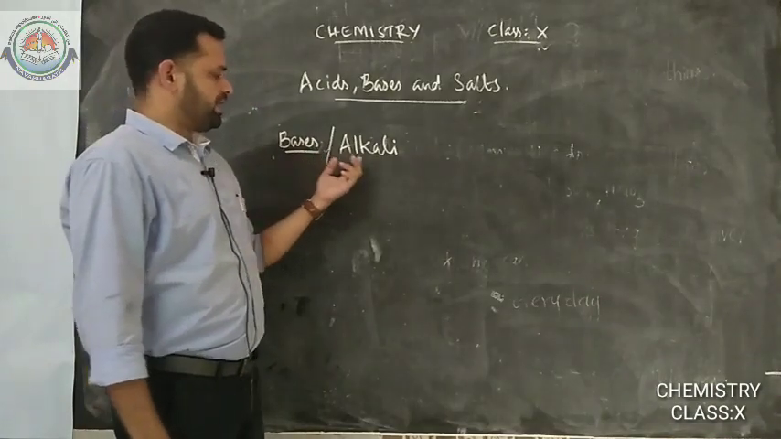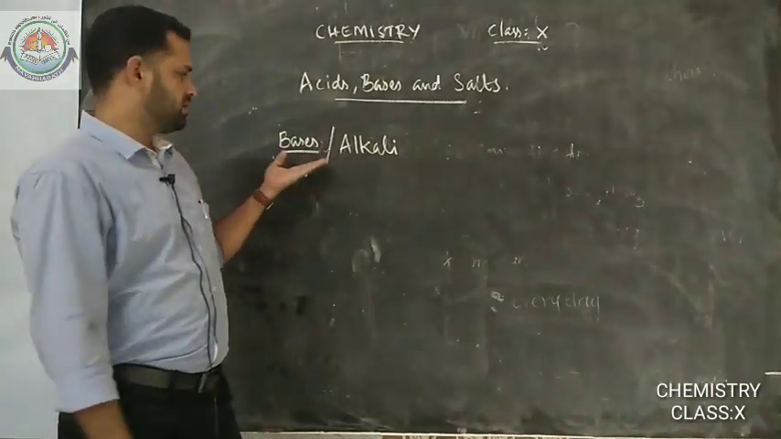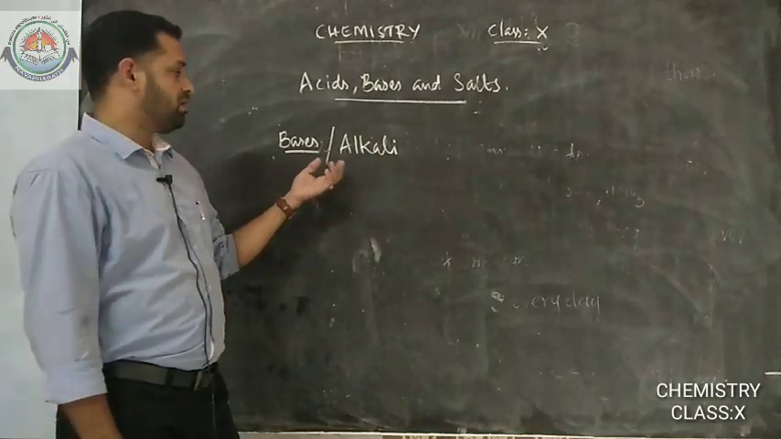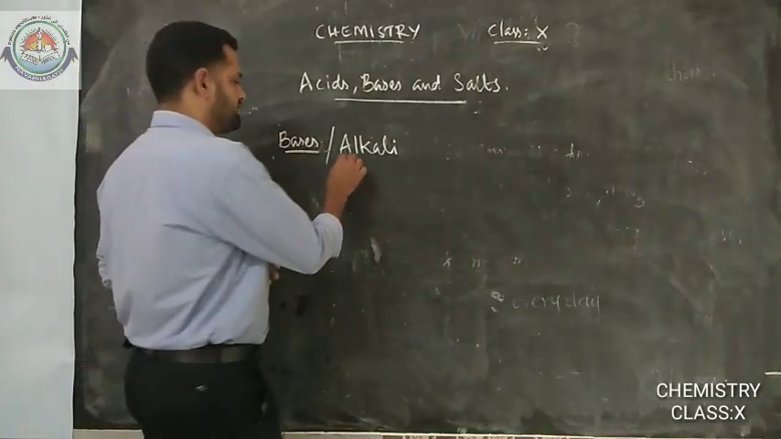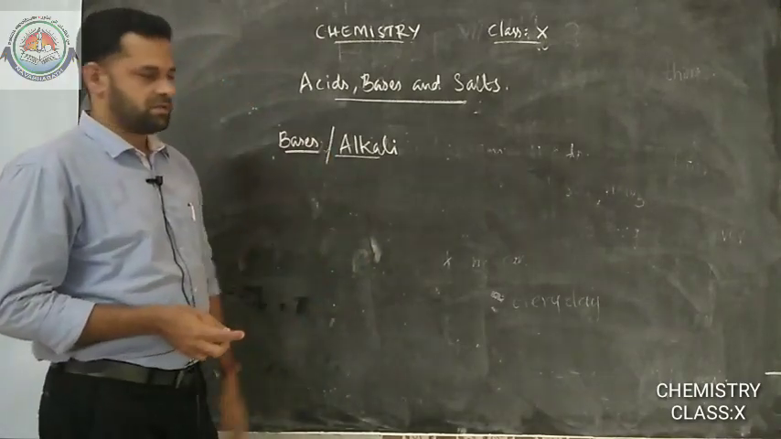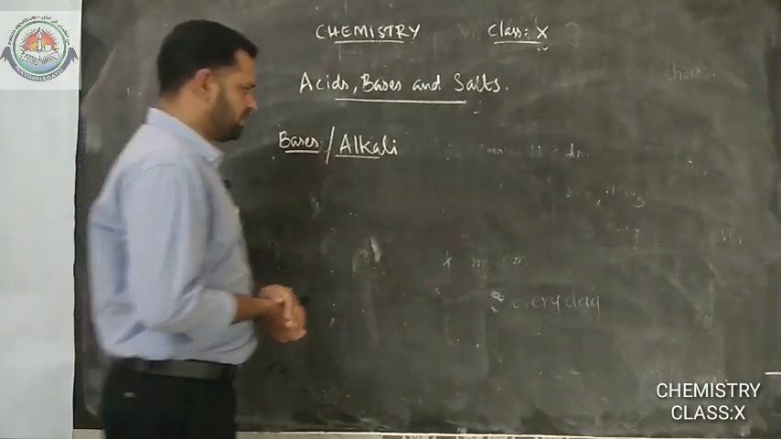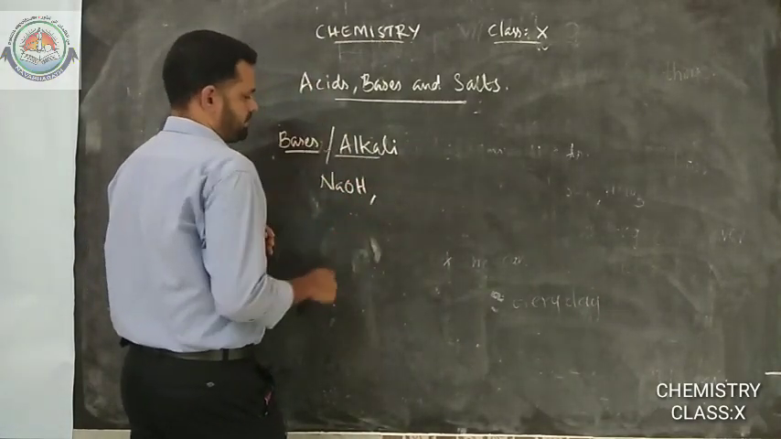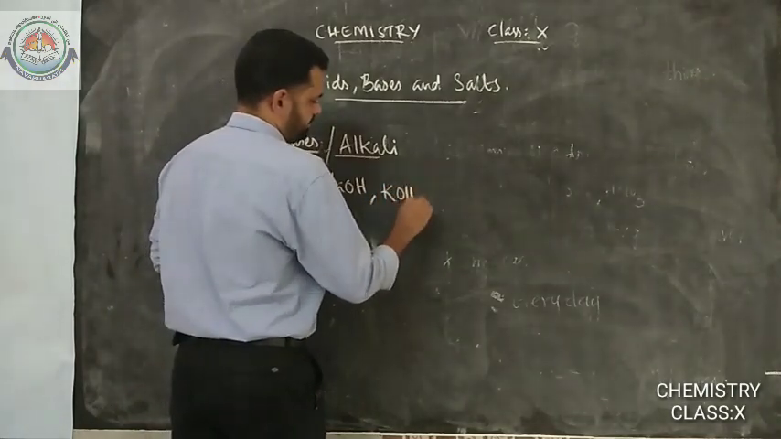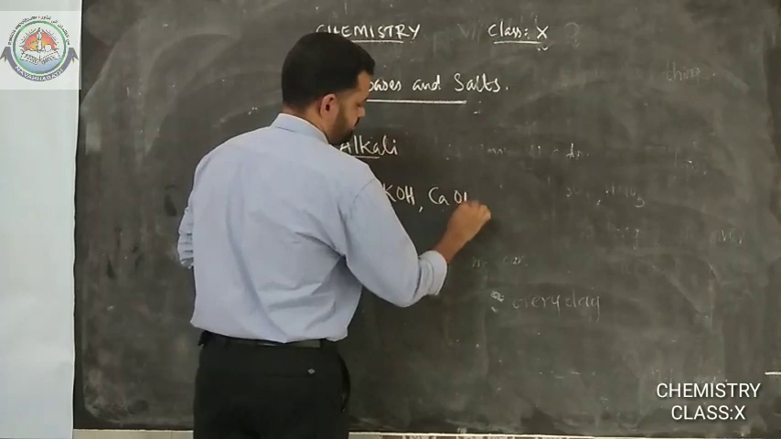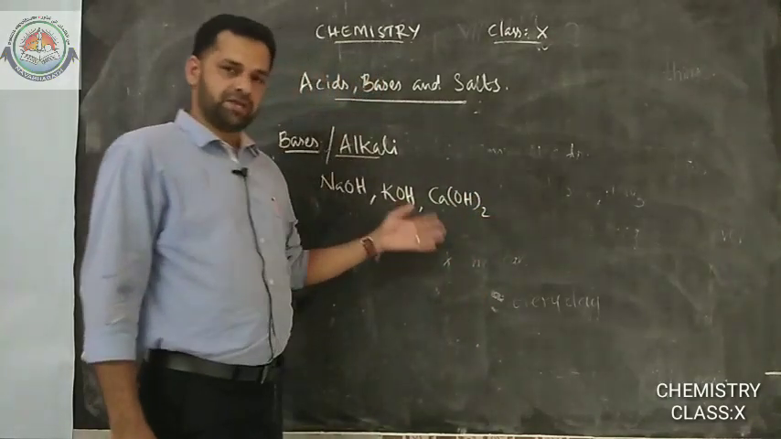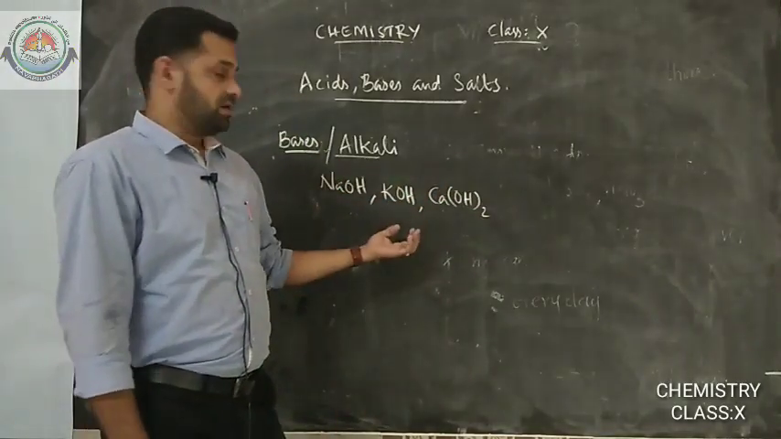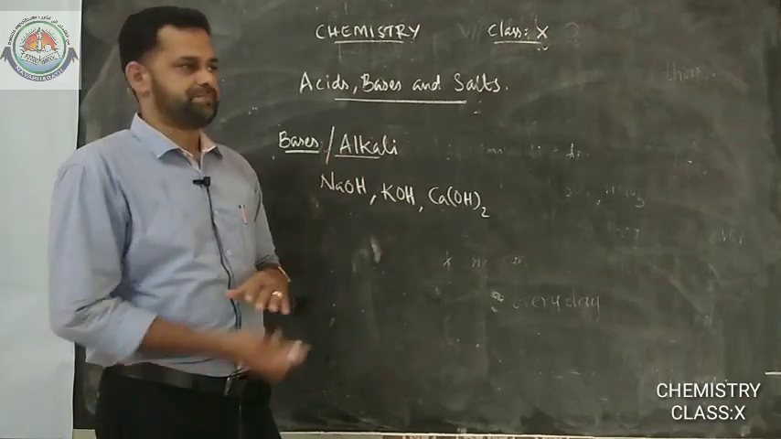There is some difference between base and alkali, which we will discuss later, because all alkalis are bases, but all bases are not alkalis. So bases, or otherwise they are called alkalis. For example, sodium hydroxide is a base, potassium hydroxide, then calcium hydroxide, aluminum hydroxide, magnesium hydroxide, ammonium hydroxide, and many others. All these are alkalis. They are bitter in taste and soapy to touch.